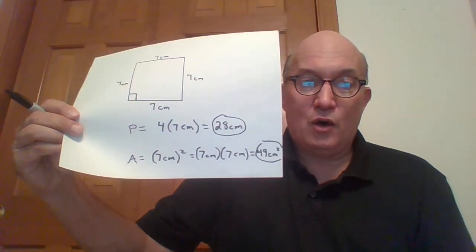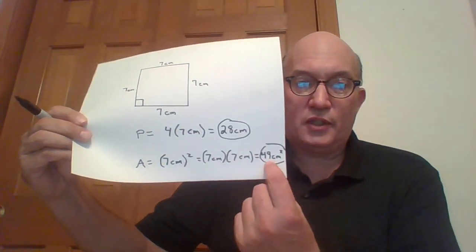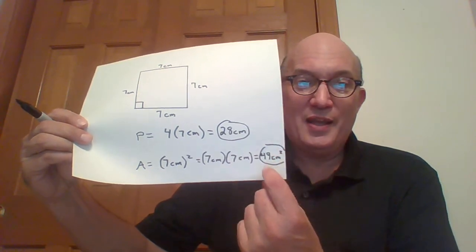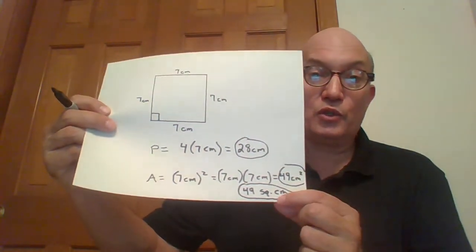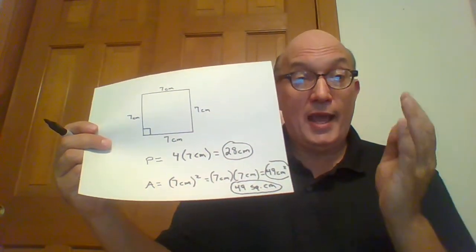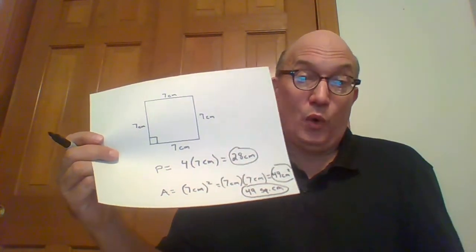Okay, now you can read this as 49 centimeters squared, but you can also read it as 49 square centimeters, and you can write it out in words, abbreviating the word square, 49 SQ centimeters. All right, and what do we mean by centimeters squared or square centimeters? We mean a square where each side is 1 centimeter.